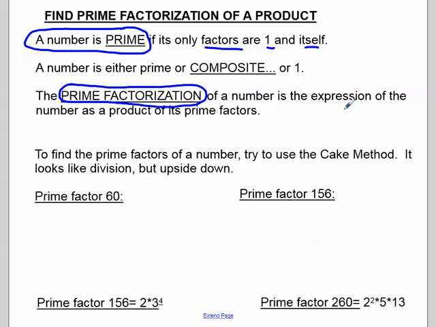So prime factorization is the expression of the number as a product of just prime factors. We've got to find those prime factors and list them, and that's prime factorization.